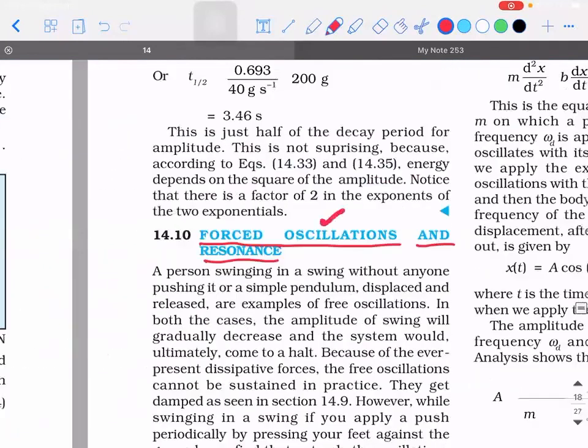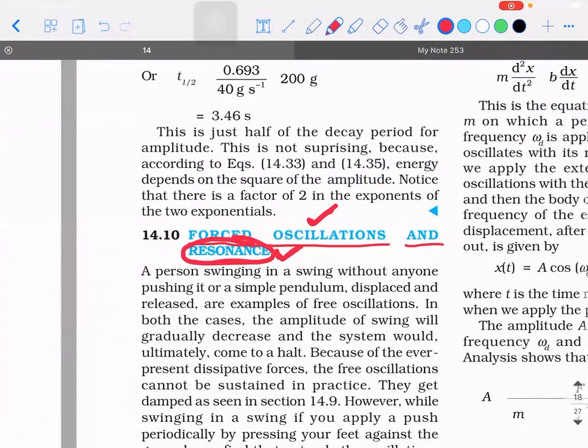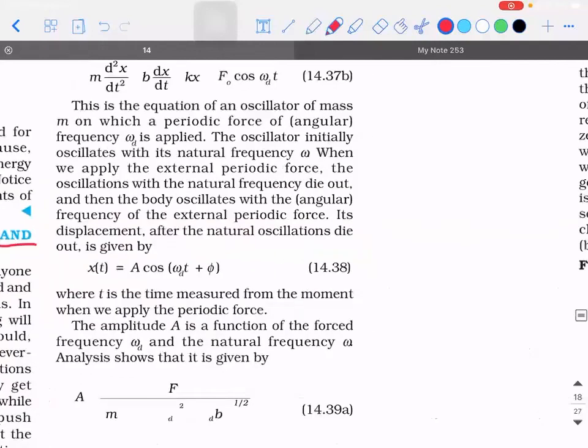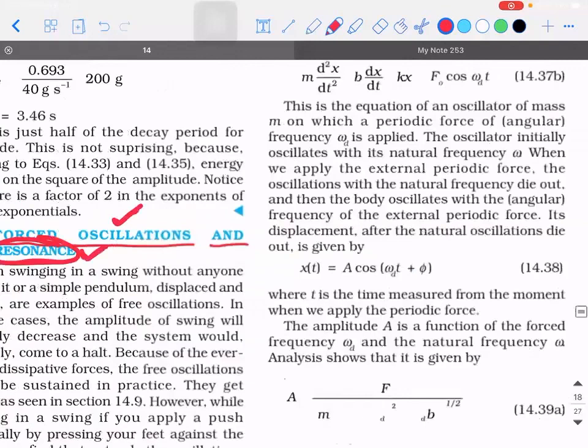Similarly, forced oscillation and resonance will make more sense in the next chapter. I'll explain them there. So with this, the chapter is over. Is there any other doubt that you have? Any other concept that is not clear?